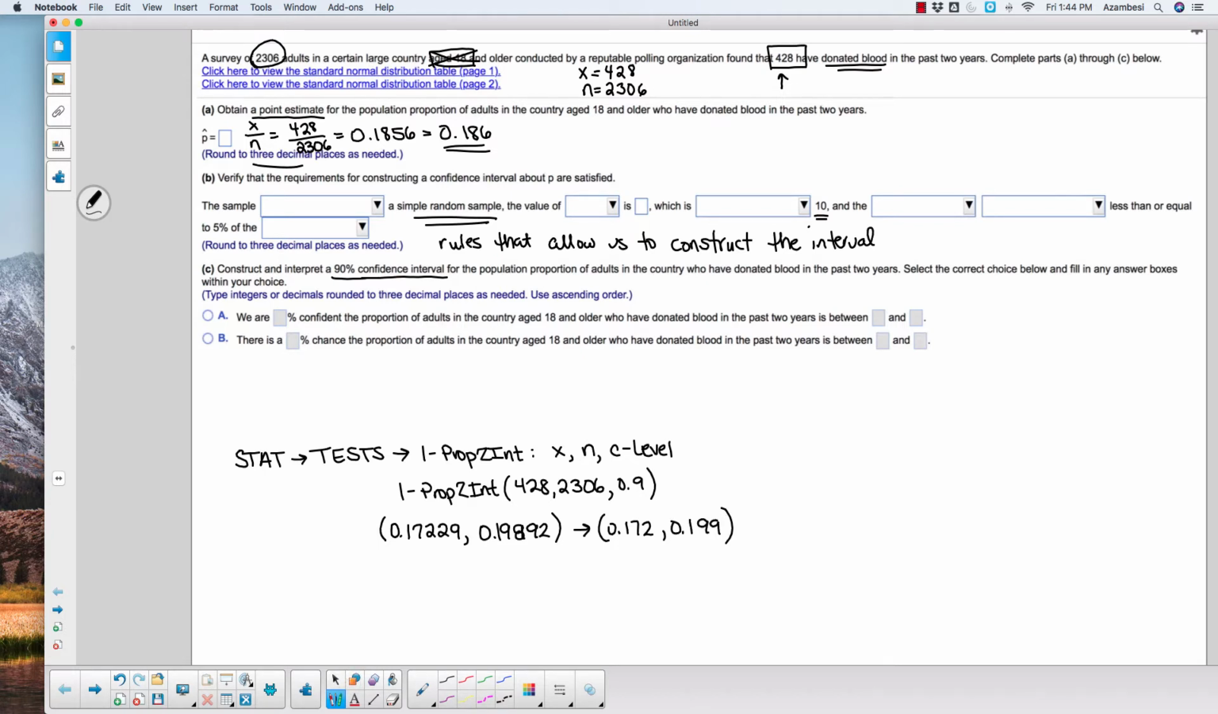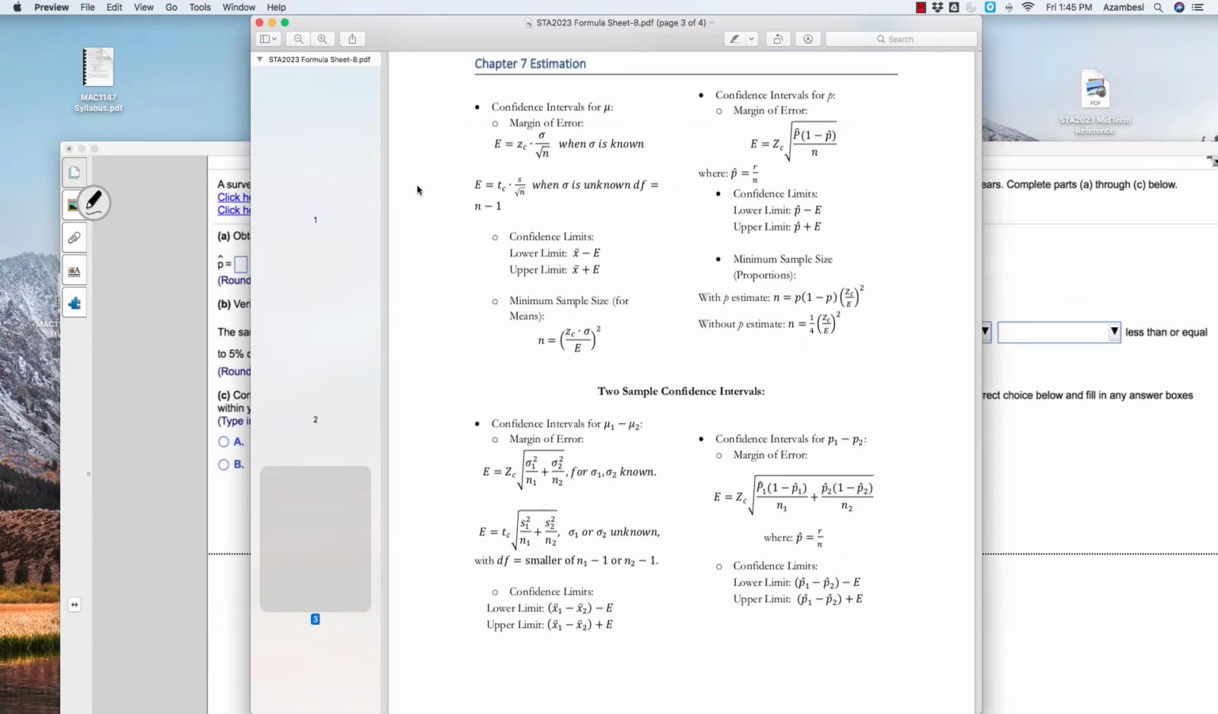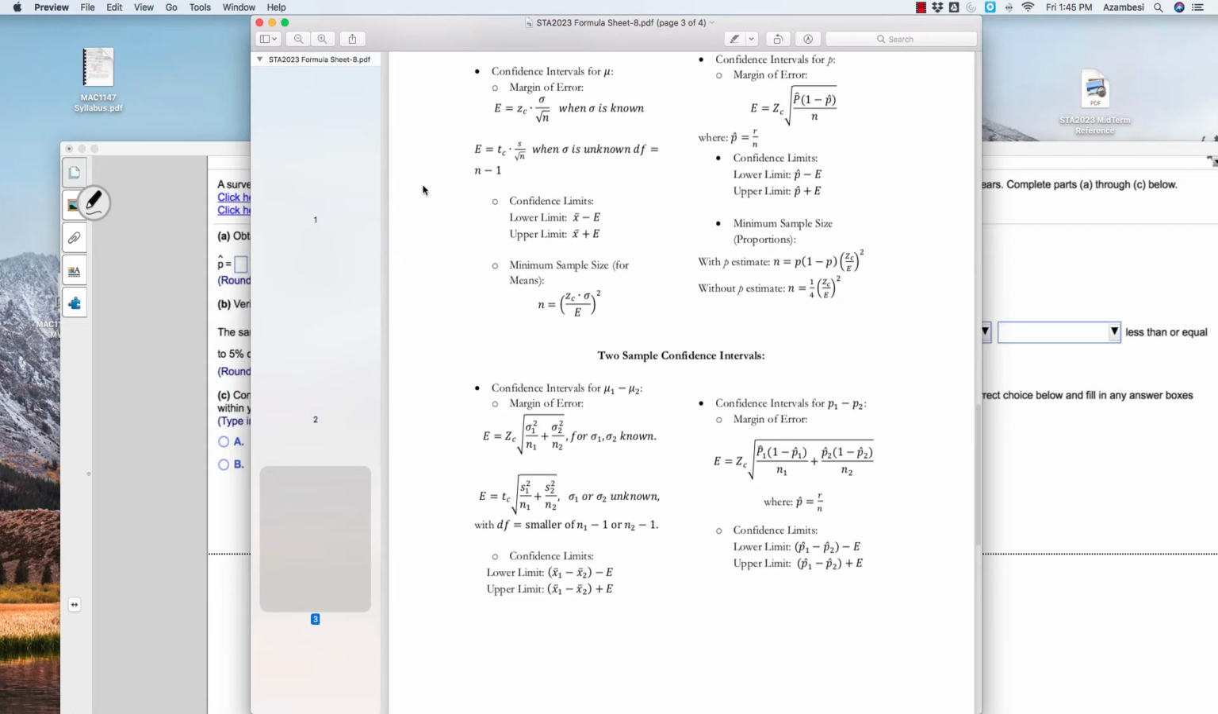So somewhere between 17 and almost 20% of the population will have donated blood in the last 2 years. Now, if you're doing this by hand, the first thing that we have to get is a z-score that goes with this level of confidence, or this 90% confidence level. Now, the hand calculation is based on tables, and it's based on a formula. So this is the formula sheet that you're going to get for the final exam.